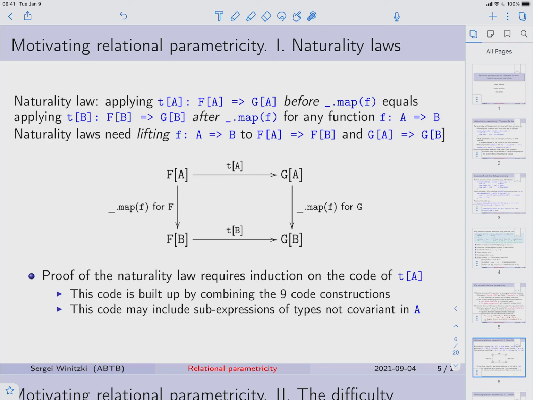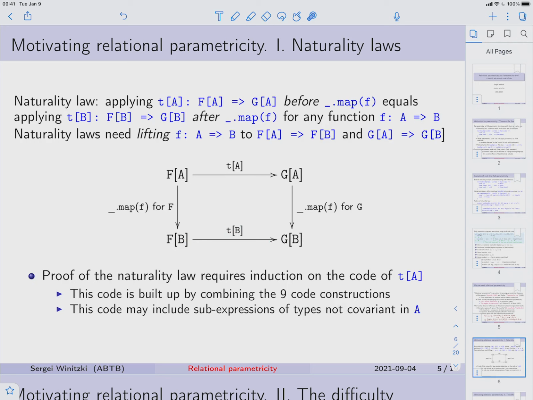This is a diagram that shows that you first take some value of type f of a, you apply the t with type parameter a, you get g of a, and then you do a map of f, and you get g of b, where f is some arbitrary function a to b. Or you can first take a value of type f of a, apply map to get f of b, and then apply the transformation t with type parameter b to get a g of b.